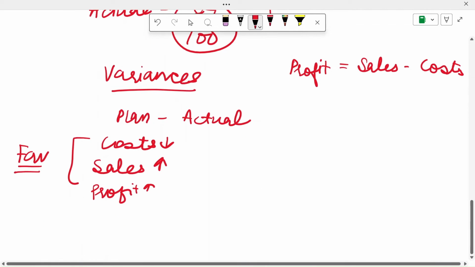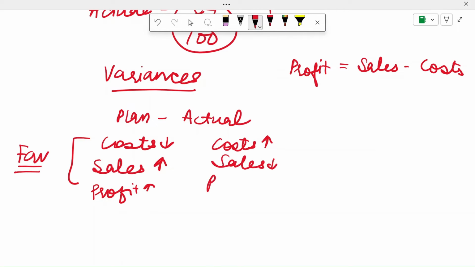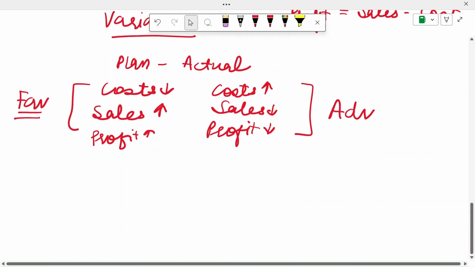And when the exact opposite happens, costs increase, sales go down, profit goes down, that is bad for my business, and that is called an adverse variance. So this is called an adverse variance in performance management. Now, this is like a brief of what the PM exam and syllabus looks like. There are also other things that are there. Of course, I'm just giving you an overview.